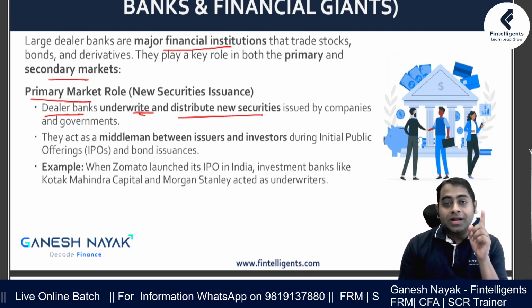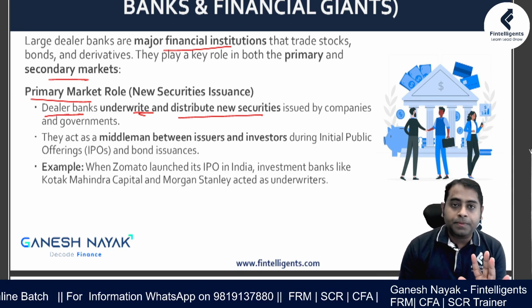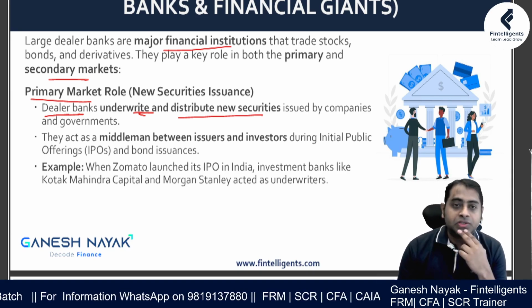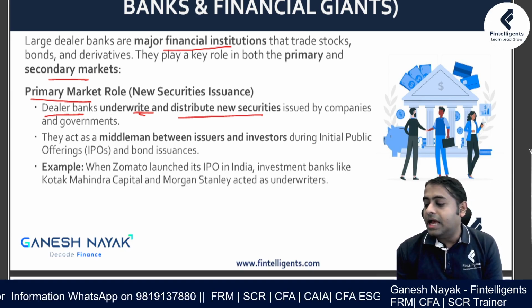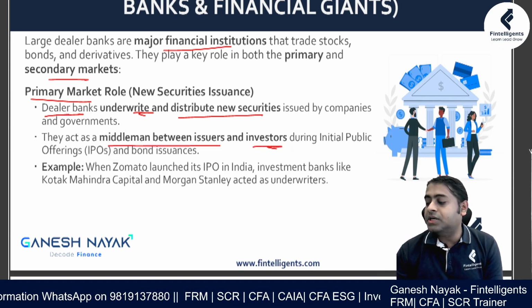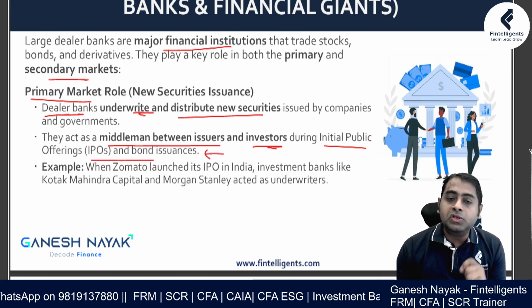Underwriting and distribution, actually conducting that IPO, is also the responsibility of big financial institutions, because they act in between. Next is acting as a middleman between the issuer and investor during an IPO and bond issuance. In most cases, they do this for bond issuance also.